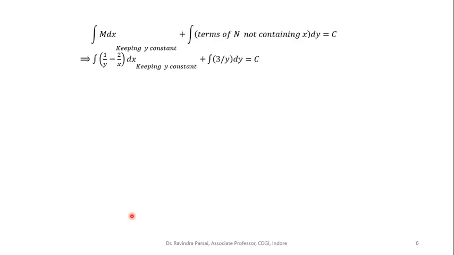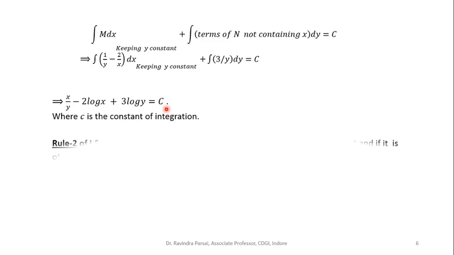So first by writing the formula, and then by writing the value of m, and here by writing those terms of n which do not contain x. So it is 3 upon y of dy. So please integrate this: x upon y minus 2 log x plus 3 log y equals c. That is your integration: x upon y minus 2 log x plus 3 log y equals c, where c is the constant of integration.